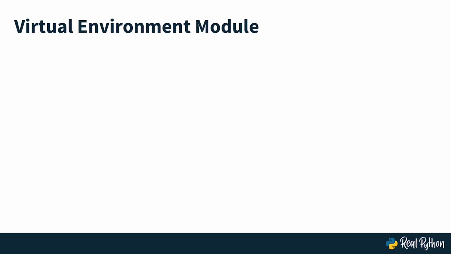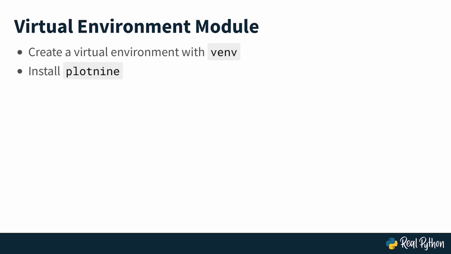So if you want to use the built-in Python virtual environment module, then you need to follow a similar process. You don't need to download Anaconda. And then you just need to create a virtual environment using the venv module. And then you also need to activate it and install plotnine. So let's look at this in the terminal.